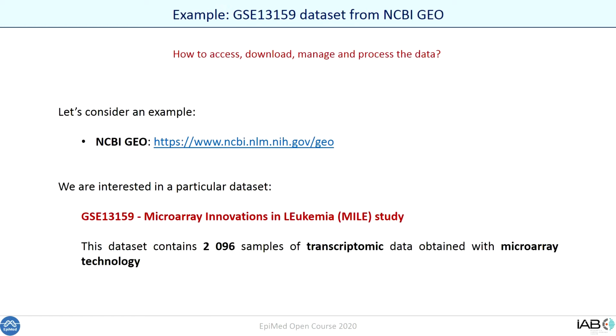So today I would like to propose you to choose one example from NCBI GEO. I selected a study in leukemia, different kinds of leukemia. This dataset contains more than 2,000 samples in transcriptomic data obtained with microarrays. And our goal is to see how we can access this dataset, how we can download it, and pre-process it before we can really start to analyze data. First, we need to prepare the data, and then we can analyze it.